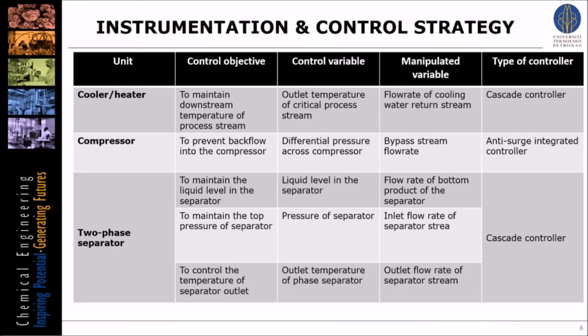overview of the process units in our plant along with the control objectives and the type of controller. The first unit is the cooler or heater, where we want to control the temperature by using a cascade controller, followed by a compressor, where we want to prevent backflow by using an anti-surge integrated controller. The next unit is a two-phase separator, where we want to maintain the liquid level, the top pressure, and the temperature of the outlet by using a cascade controller.